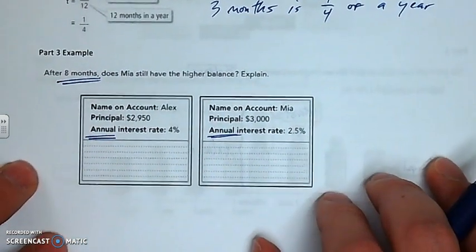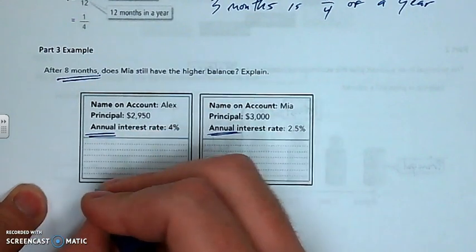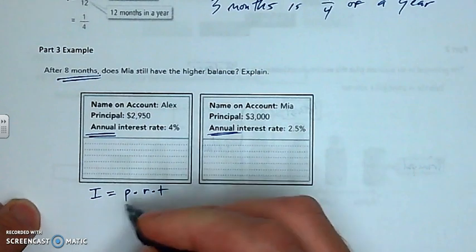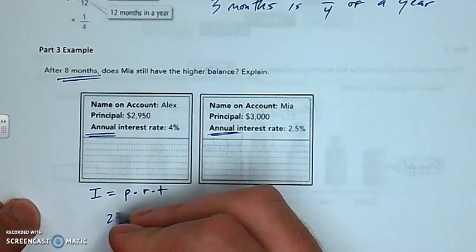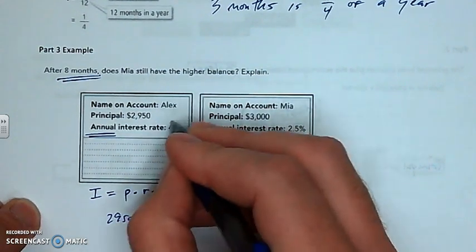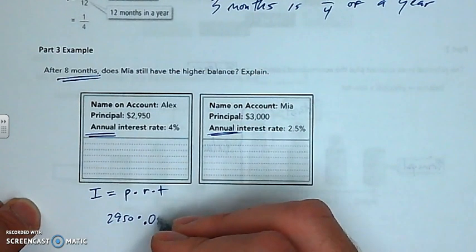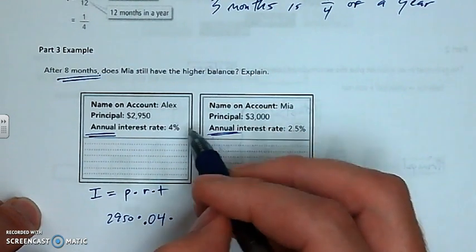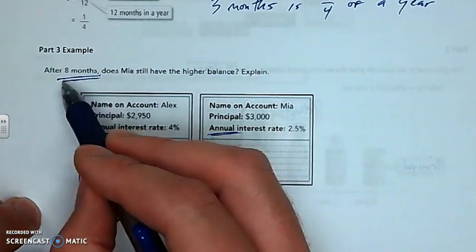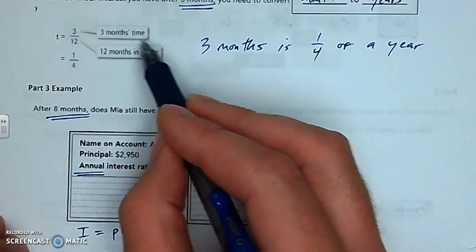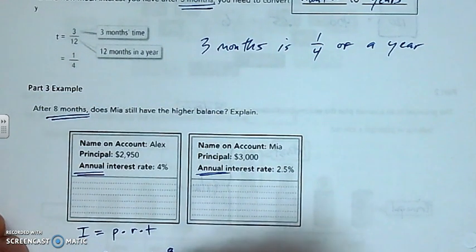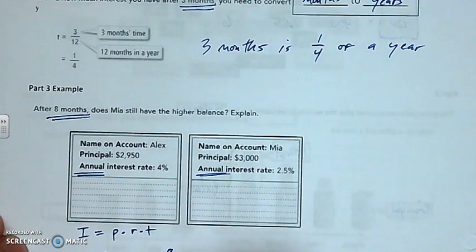Okay, using your equation, I equals P times R times T. Let's write that down. We have to figure this out. So the principal, $29.50, times the rate, which is 4%, turn it into a decimal, times the amount of time. Okay, what was the amount of time? They said it was 8 months. Well, what's 8 months written as a year, right? That's 8 out of 12. So $29.50 times 0.04 times 8 out of 12.